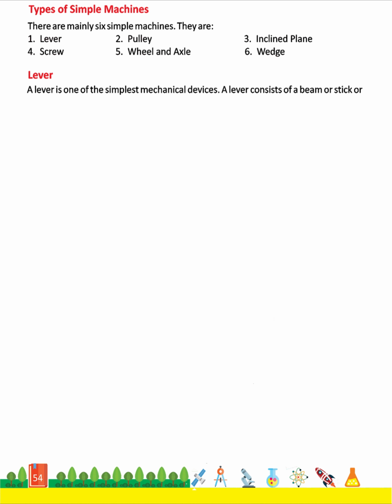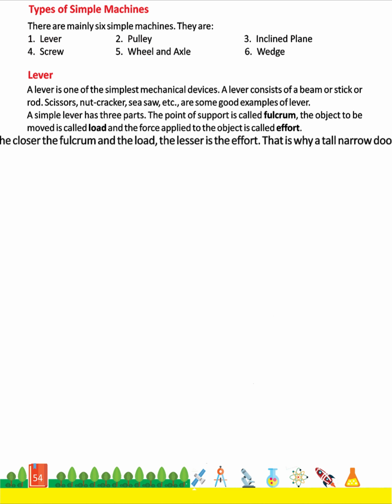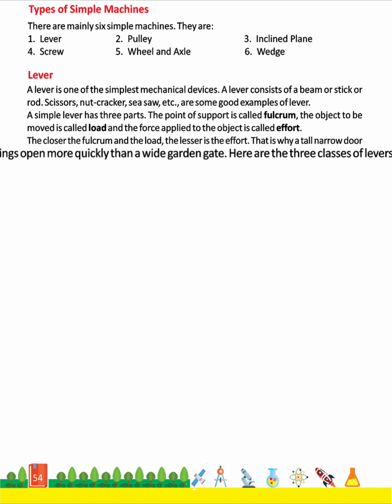A lever consists of a beam or stick or rod. Scissors, nutcracker, seesaw, etc. are some good examples of lever. A simple lever has 3 parts. The point of support is called fulcrum, the object to be moved is called load, and the force applied to the object is called effort. The closer the fulcrum and the load, the lesser is the effort. That is why a tall narrow door swings open more quickly than a wide garden gate.